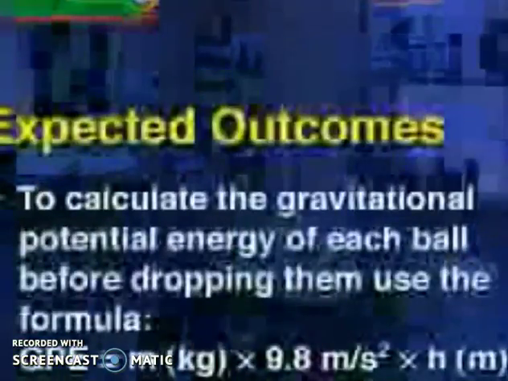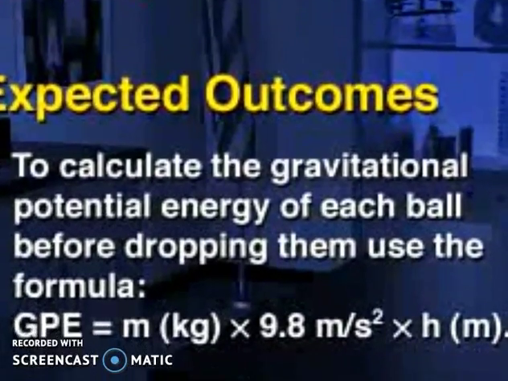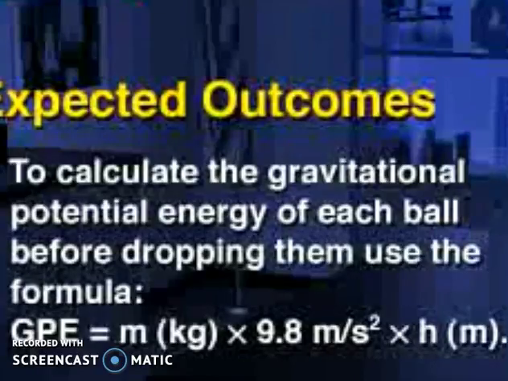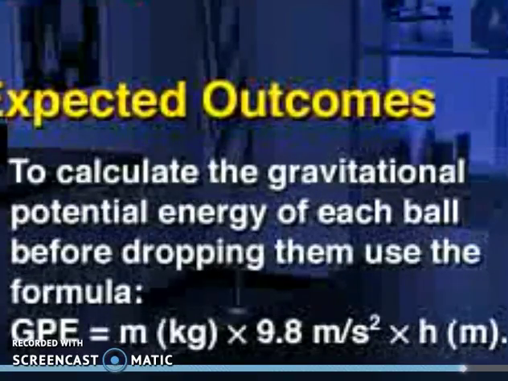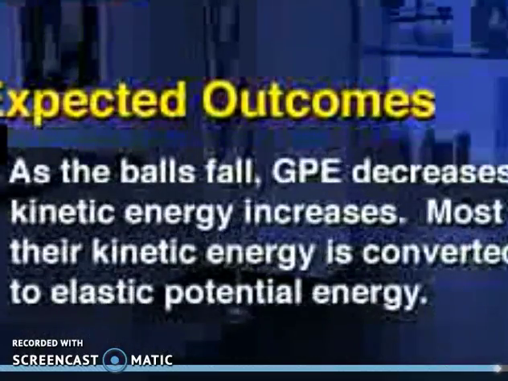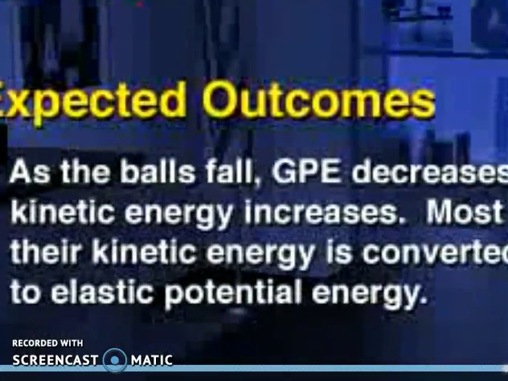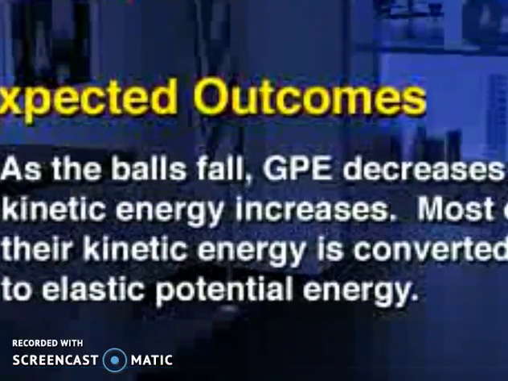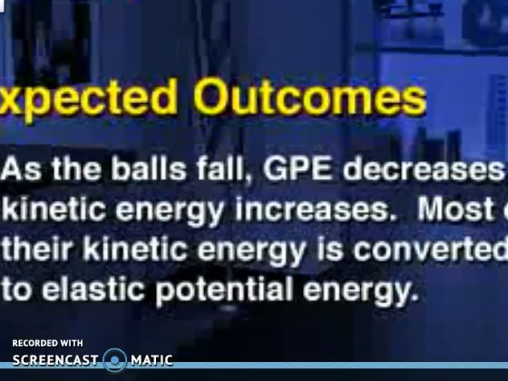The expected outcomes for this activity may be 1. To calculate the gravitational potential energy of each ball before dropping them, use the formula GPE equals m in kilograms times 9.8 meters per second squared times height in meters. 2. As the balls fall, GPE decreases. Kinetic energy increases. Most of their kinetic energy is converted to elastic potential energy.